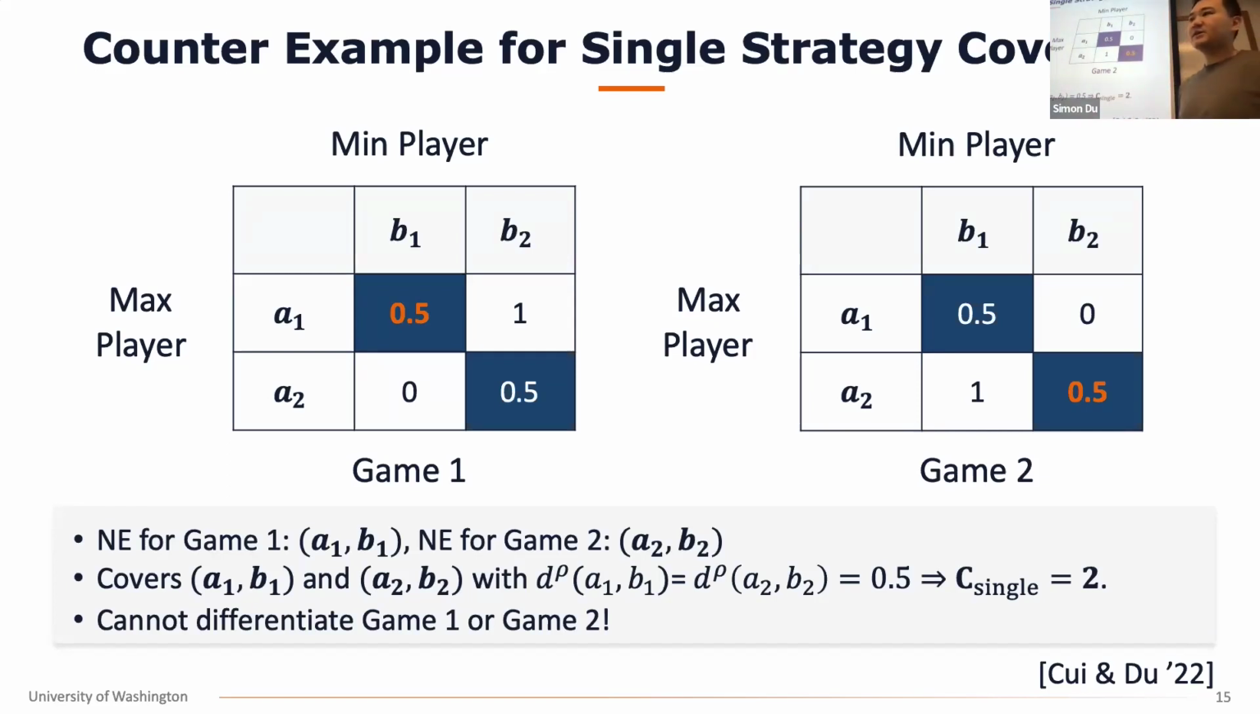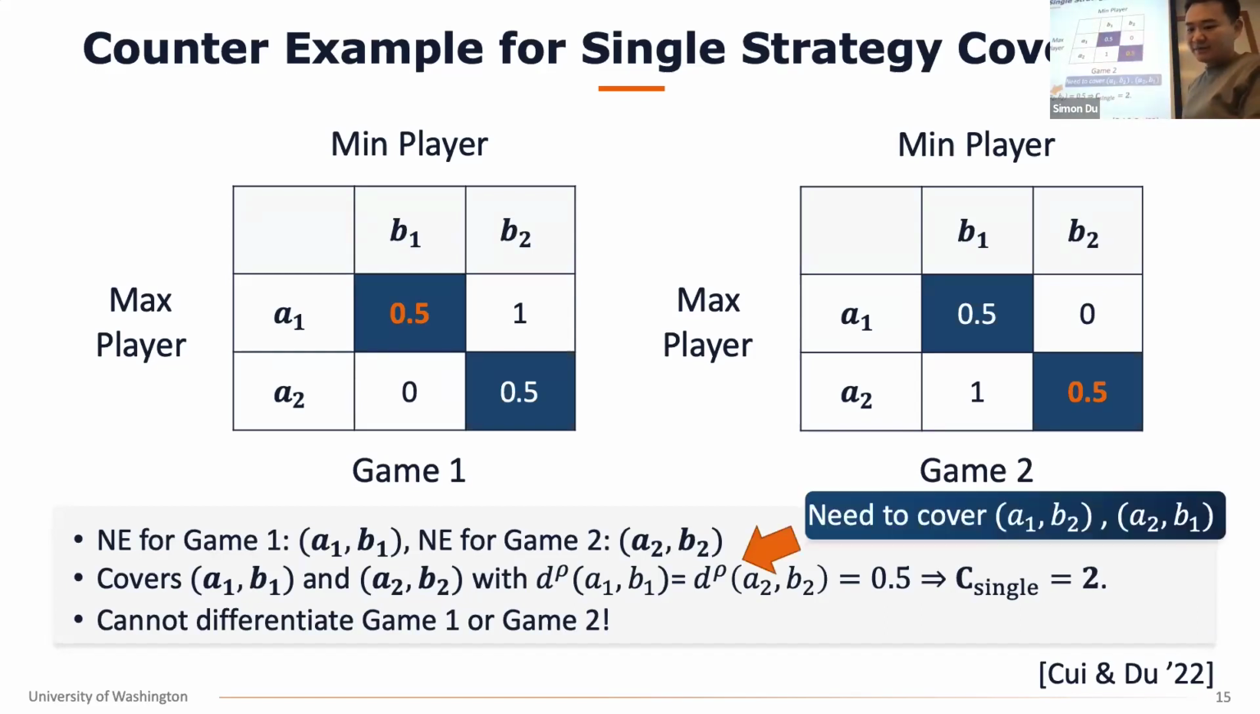So that's a counterexample. Why do you not know that? Don't you see what the players are playing in your data set? What you observe is that for A1, B1, where max player plays A1 and mean player plays B1, you get 0.5, and for A2, B2, 0.5. But you may have a data set that only has A1, B1, A2, B2. Basically your point is correct: you need more information. You need to cover these two parts in order to decide which is the Nash equilibrium. Yeah, that's exactly the point.